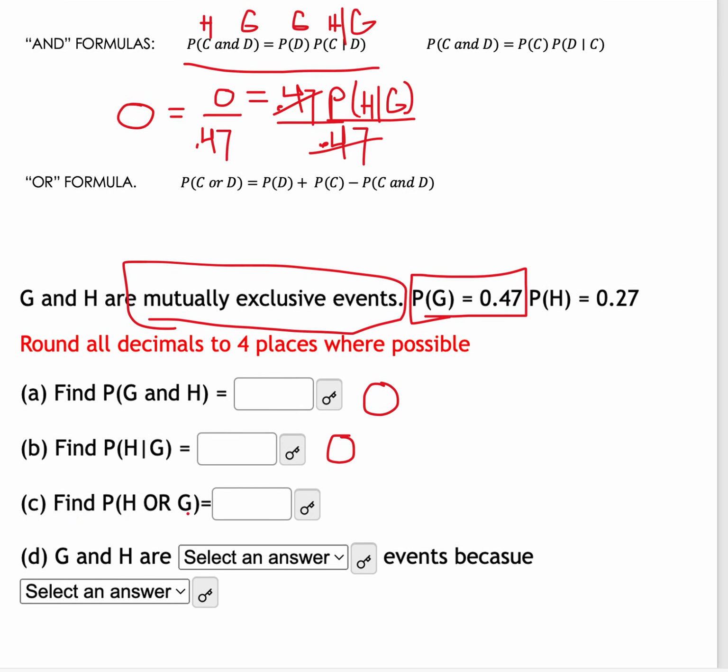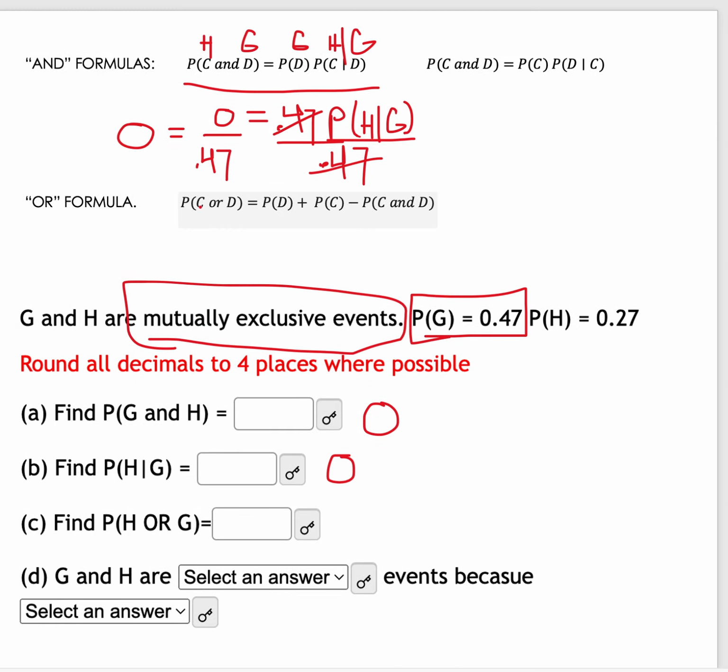Finding the probability of H or G, we need to use our OR formula. So again, remember, I'm replacing C's with H's and D's with G's. So this is G, this is H, and then this is the probability of H and G. With the OR statement, this is what we're trying to find, the probability of H or G. So I'm going to take the probability of G, which is 0.47. I'm going to add it to the probability of H, which is given to us here, which is 0.27. And then I'm going to subtract the probability of H and G, which we know from part A is 0.